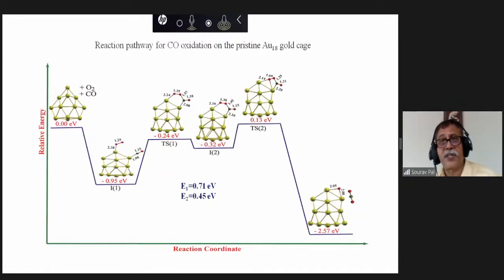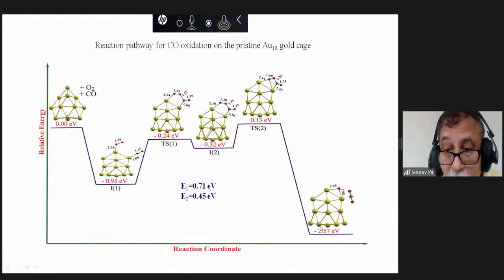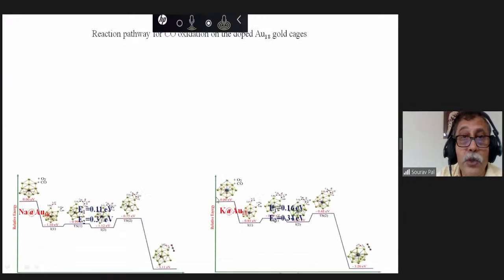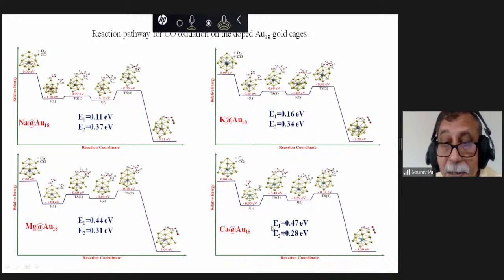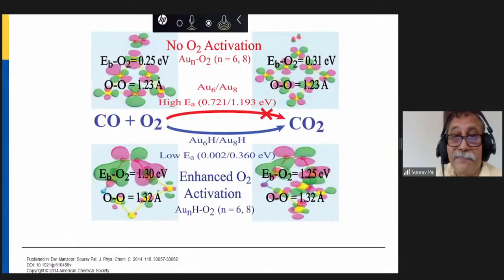So for example, if you look at pristine Au18 gold cage, this is a very big calculation where you looked at the entire reaction coordinate, the intermediate and transition state. You start from the CO and oxygen, you get a CO2, and you look at the activation barriers. The barriers are 0.71 and 0.45 eV for the two transition states. If you do the same thing with sodium inside the same gold cage, potassium, magnesium, and calcium, you can see all the barriers come down, which essentially means that this oxidation process becomes enabled, catalytically active.